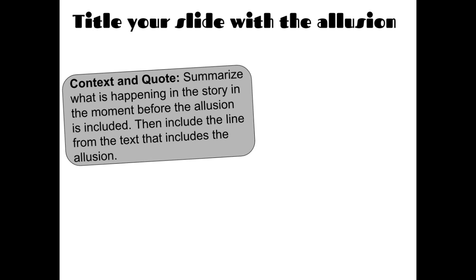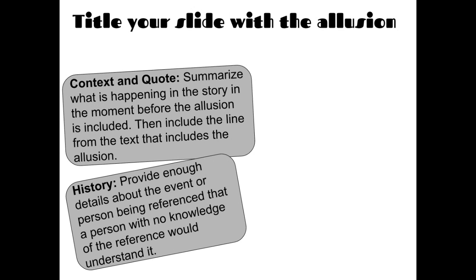All right, you are going to want to explain the context in the quote. So you're going to want to summarize what's happening in the story in the moment before the allusion is included, and then include the line from the text that includes the allusion. Now, you've already done this work. If you are doing To Kill a Mockingbird, you have all of this information on your allusion capture sheet. If you are doing A Raisin in the Sun, you also have all of this information on the capture sheet from when we were watching the film.